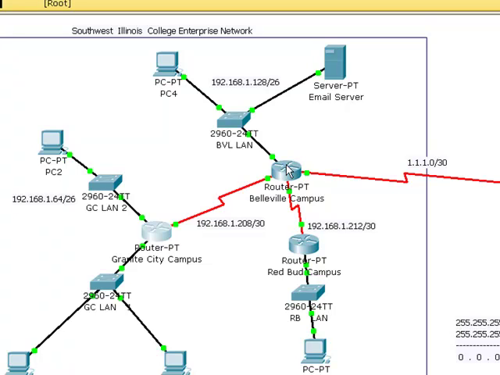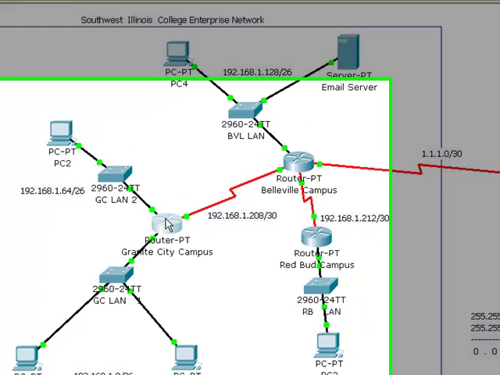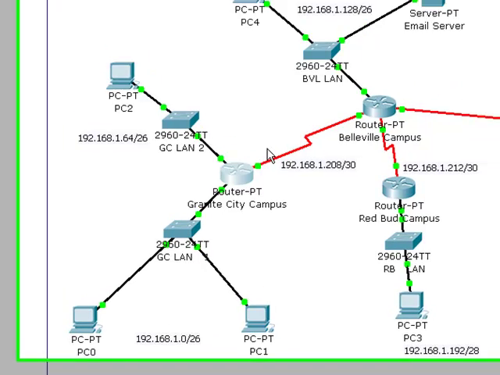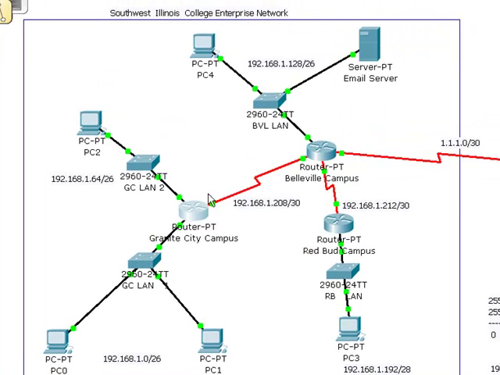EIGRP was distance vector, and distance vector is route by rumor, because all I'm doing is taking my neighbor's routing table and whatever distance he says it is to get to that far network, and I'm adding the cost between him and me. With a link state protocol, the routers actually send out information about the directly connected networks themselves, and that gets flooded throughout the network.